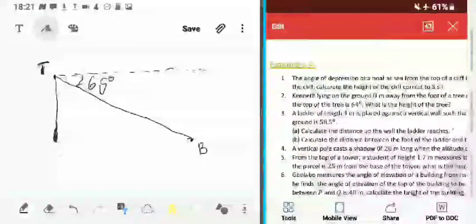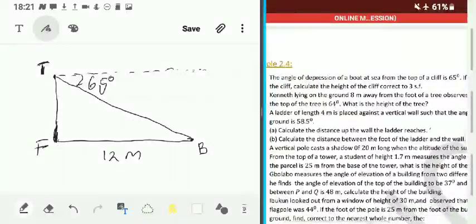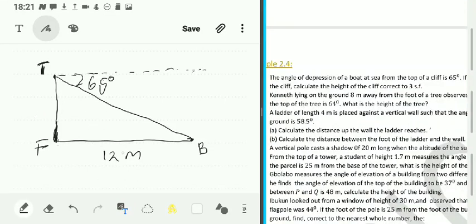If the boat is 12 meters away from the foot of the cliff, so this is the foot of the cliff, let me use F to represent foot. And the boat is 12 meters away from this. I might just use one note because here we might not be drawing too much, like in the former model. Calculate the height of the cliff to three significant figures.